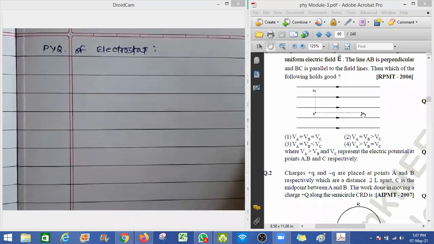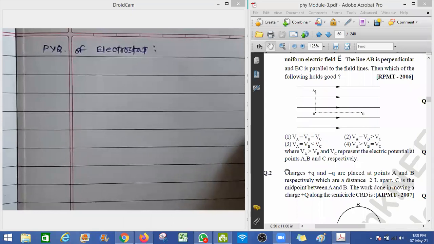So check what are the options where they are saying potential at point B is higher than C. Option 1 is wrong because B equal to C. Option 2 can be correct. Option 3 is wrong because here they have said B is lower potential than C. No, B should be higher than C. Here also B equal to C.